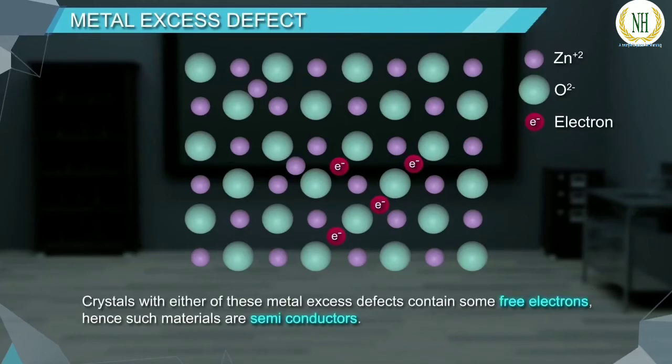Crystals with either of these metal excess defects contain some free electrons. Hence, such materials are semiconductors.